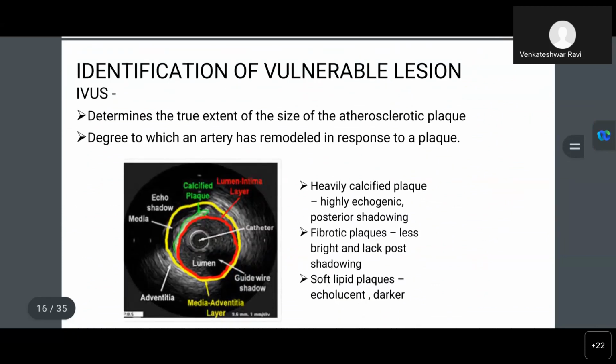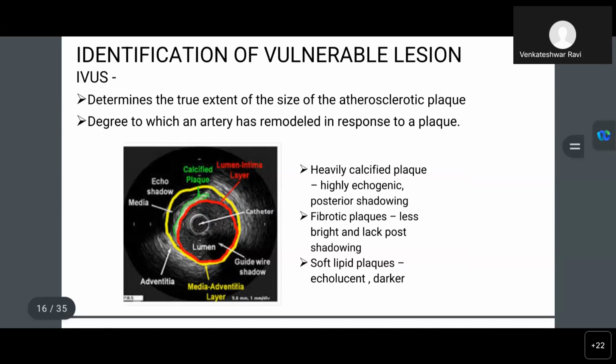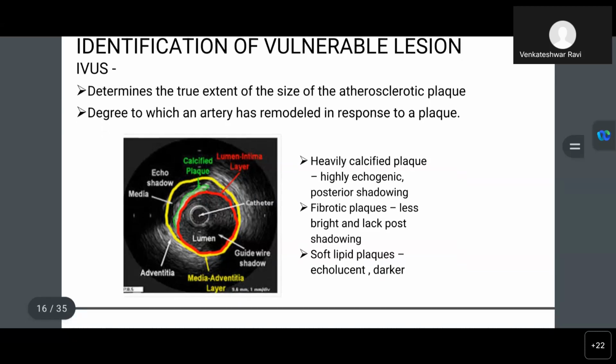Now comes the true identification of the vulnerable plaque. We can quantify the plaque through imaging modalities. IVUS, intravascular ultrasound, determines the true extent of the size of the atherosclerotic plaque. It also determines to what extent the artery has been remodeled in response to a plaque. In IVUS, a heavily calcified plaque is seen as highly echogenic with posterior shadowing, whereas a fibrous plaque is seen as less bright and lacks posterior shadowing, and soft plaques are echolucent and darker.